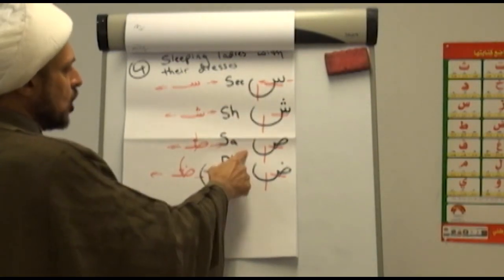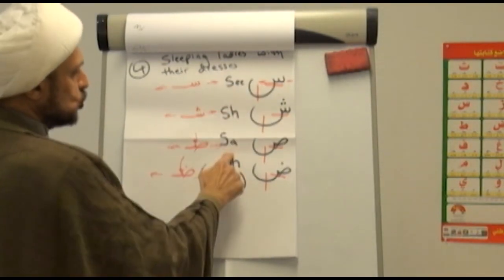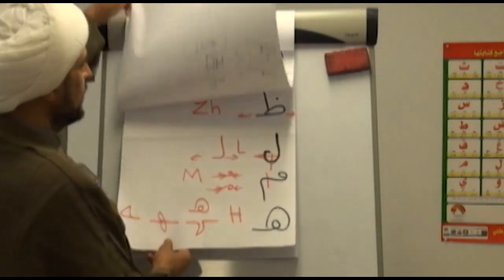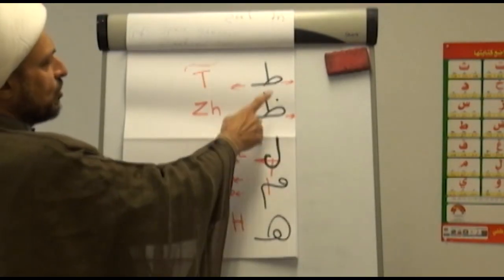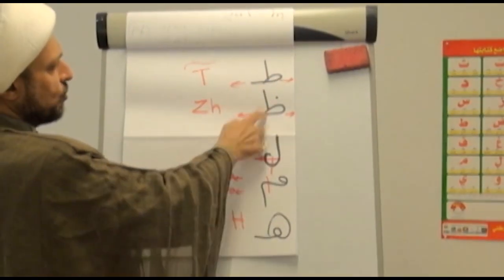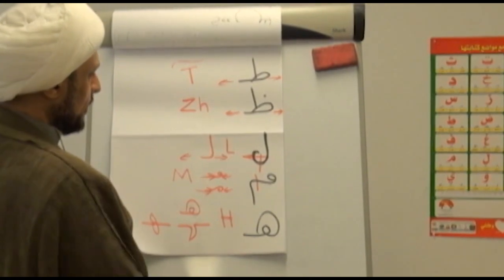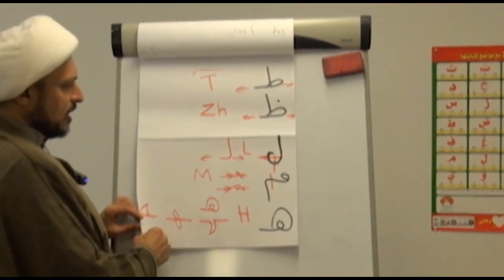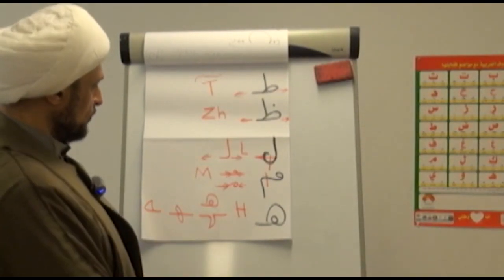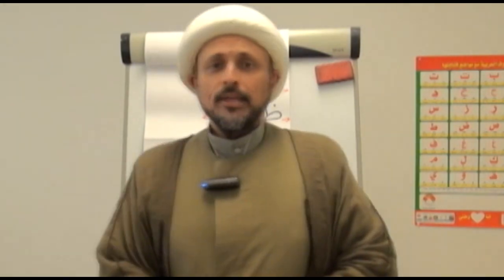Sa, sha, sa, ba, sa, sha, sa, da. Wala dhalin. And then we have this ta, va, like dhuhr. Ta, va, it's not bad, it's dhuhr. And then we have this la, and ma, and ha. And we said ha is written in different forms when it's in the middle. We're going to talk more about that.